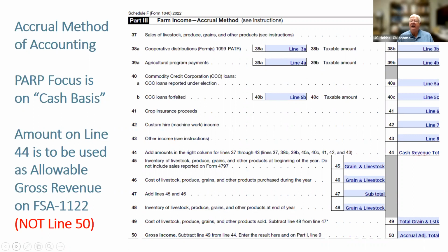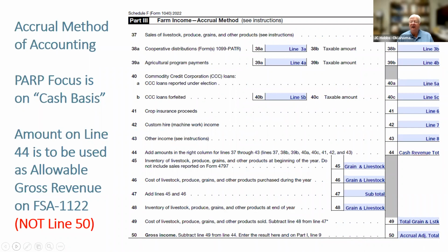These are cash revenue items. So if you're using the accrual method of accounting, paying taxes on the accrual method, this line 44 is the amount used in line 9. So line 44 is used as allowable gross revenue on FSA 1122, not line 50.